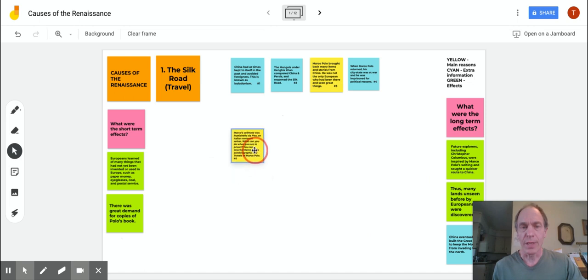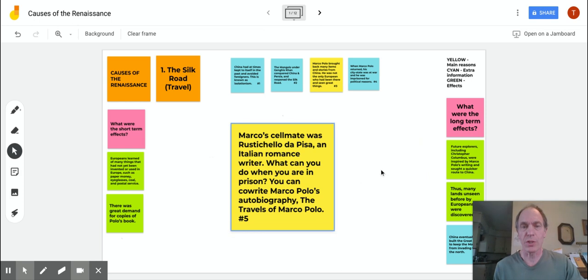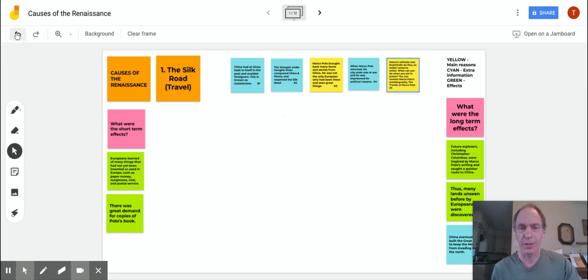and get to our next item in yellow. Marco's cellmate was Rustichello di Pisa, an Italian romance writer. What can you do when you are in prison? You can co-write Marco Polo's autobiography, The Travels of Marco Polo. So a very important thing there. Marco wrote down what had happened to him in China and the great things that he saw.